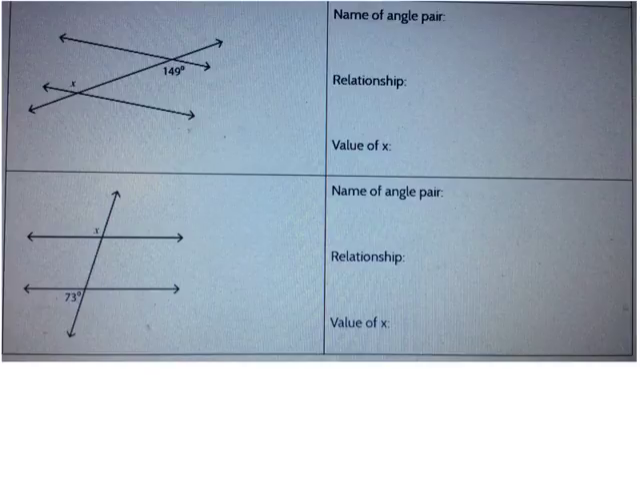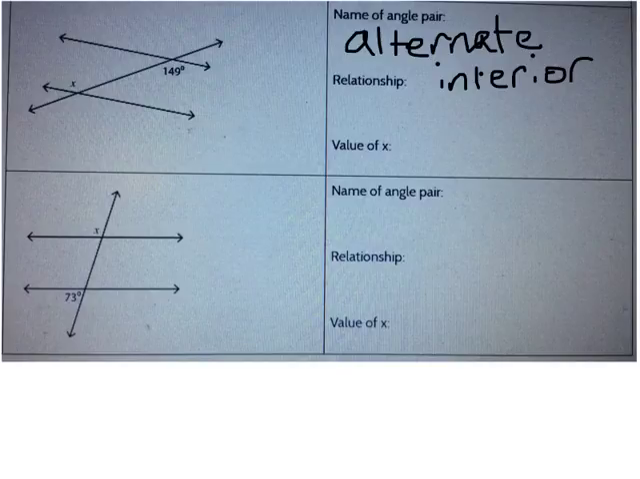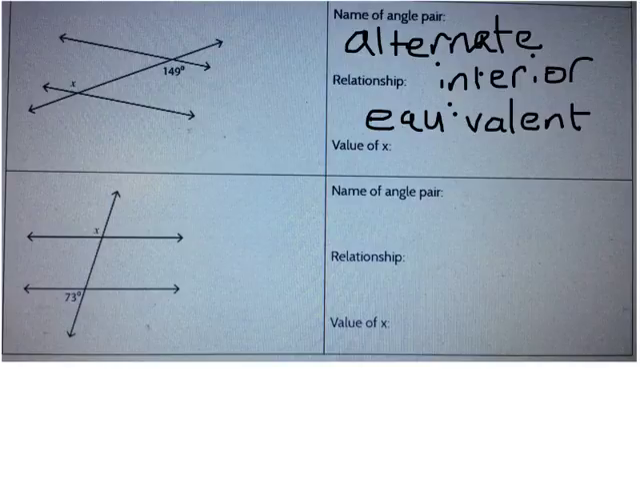Two more angle relationships to look at. What's the name for this angle pair formed by x and 149 degrees? These are alternate interior angles. What's the angle relationship for alternate interior angles? These angles are equivalent. So what's the value of x? It's 149 degrees.